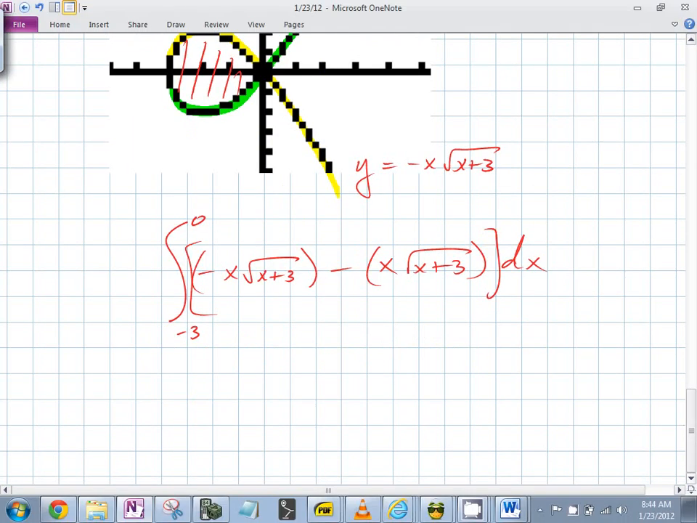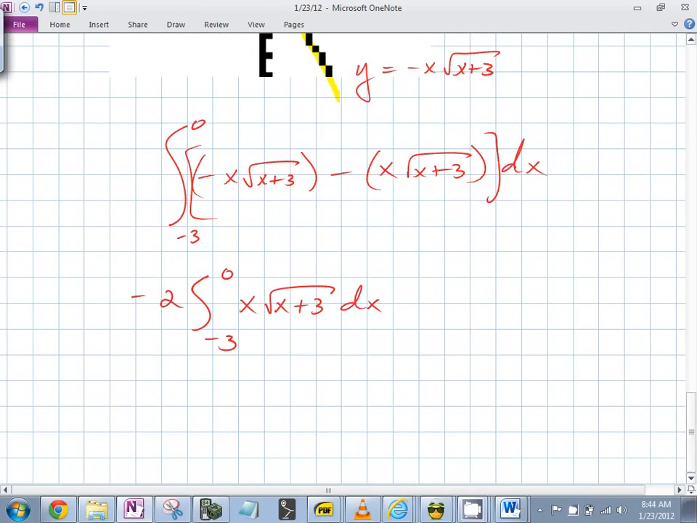Does this simplify? Yeah, it turns into negative 2 times the integral from negative 3 to 0 of x root x plus 3 dx. Is that correct? You get negative 2 of them. You can flip the order of integration if you want. It doesn't really matter. But the key thing is, can you integrate this by hand?